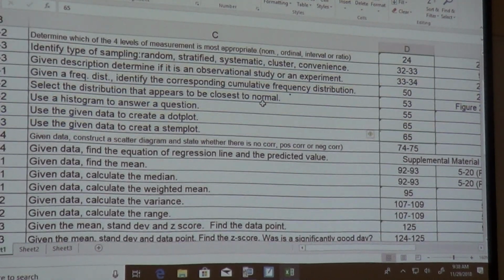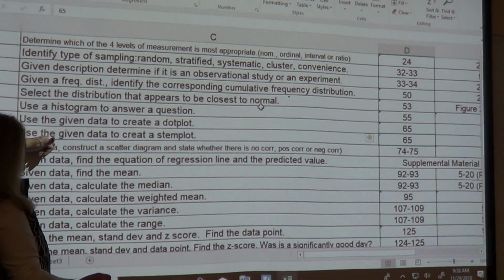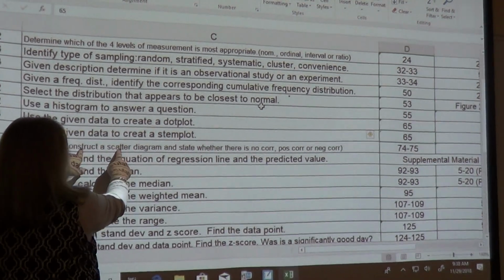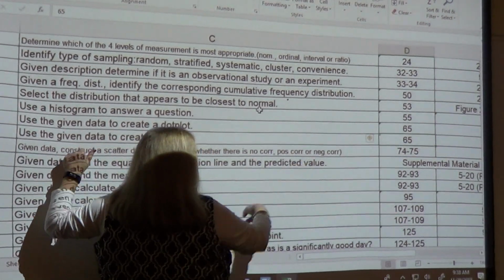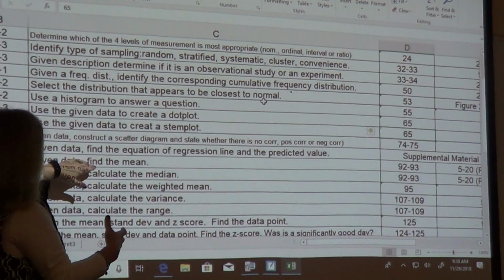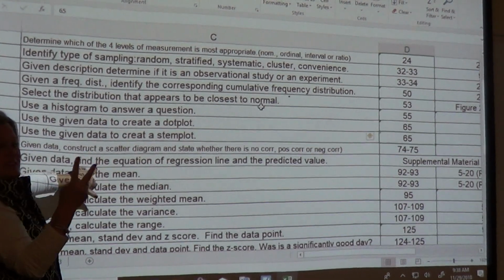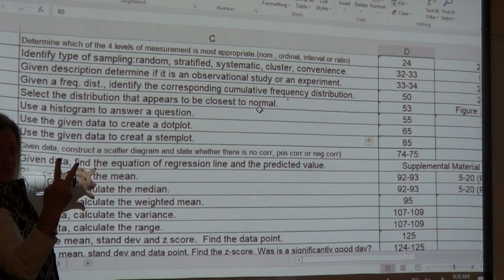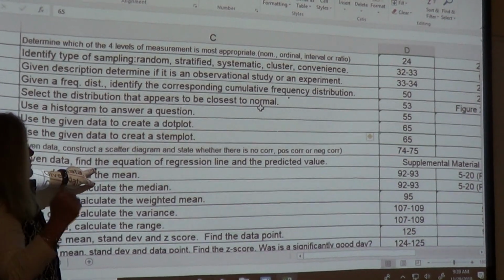Okay, so we've done the stem plot, we talked about the dot plot, we've done the scatter diagram. And not only do we have to look at the scatter diagram, we have to say, is there no correlation, positive correlation, or negative correlation? We just did that. We hadn't done the next one yet, but mean and median, those are 2 separate problems.